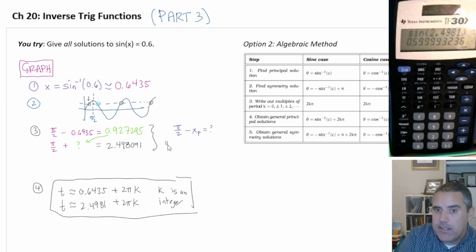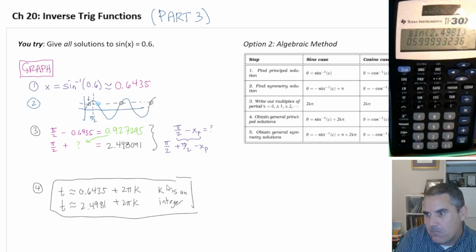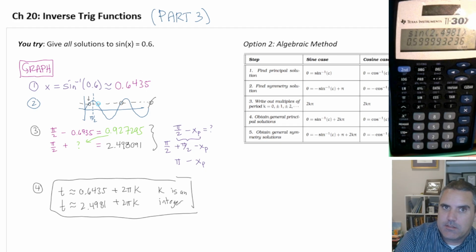And then you added that on to pi over 2. So if you take this and add it on to pi over 2, what do you get? Well, you get pi minus the principal solution. Aha! So that actually gives us a direct way to solve it.